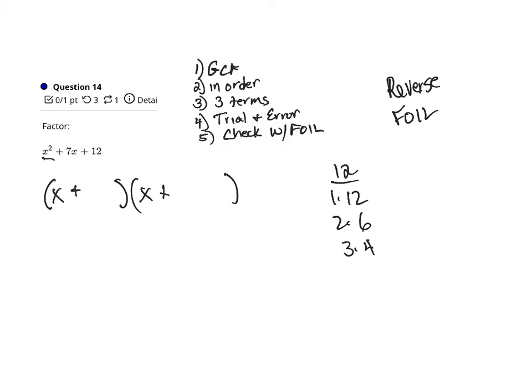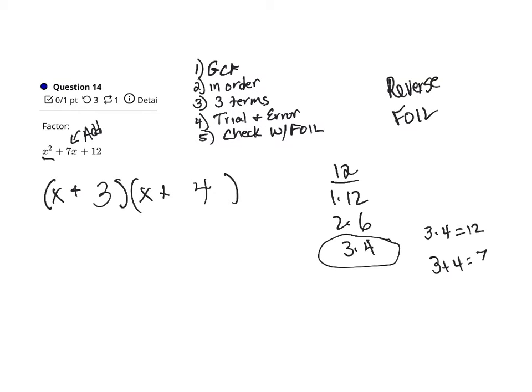Now, this is a plus, so they have to multiply to give 12, but they also have to add to get this 7. And there's only going to be one set that works. 3 times 4 is 12, and 3 plus 4 is 7. So that works. So that gives us our 7x. So we're going to put a 3 here and a 4 here.